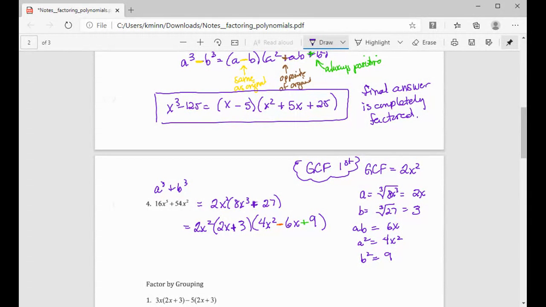And as I said to you before, once you expand the sum or difference of cubes, you are completely factored. Okay? GCF first, and then your expansion. Okay, this concludes difference of squares and sum and difference of cubes.